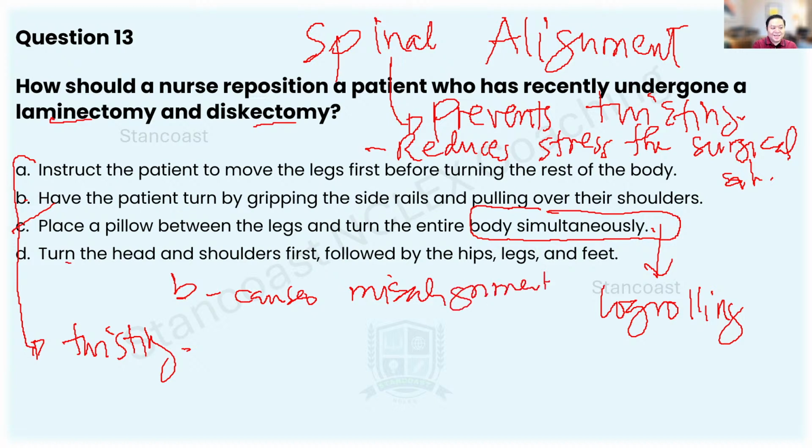And then letter D, turning the head and shoulders first, followed by the hips. This is also a twist. Again, you're not promoting the alignment of the spine this time. Eliminate D, eliminate B, and letter A. So, log rolling, guys, don't forget that concept.